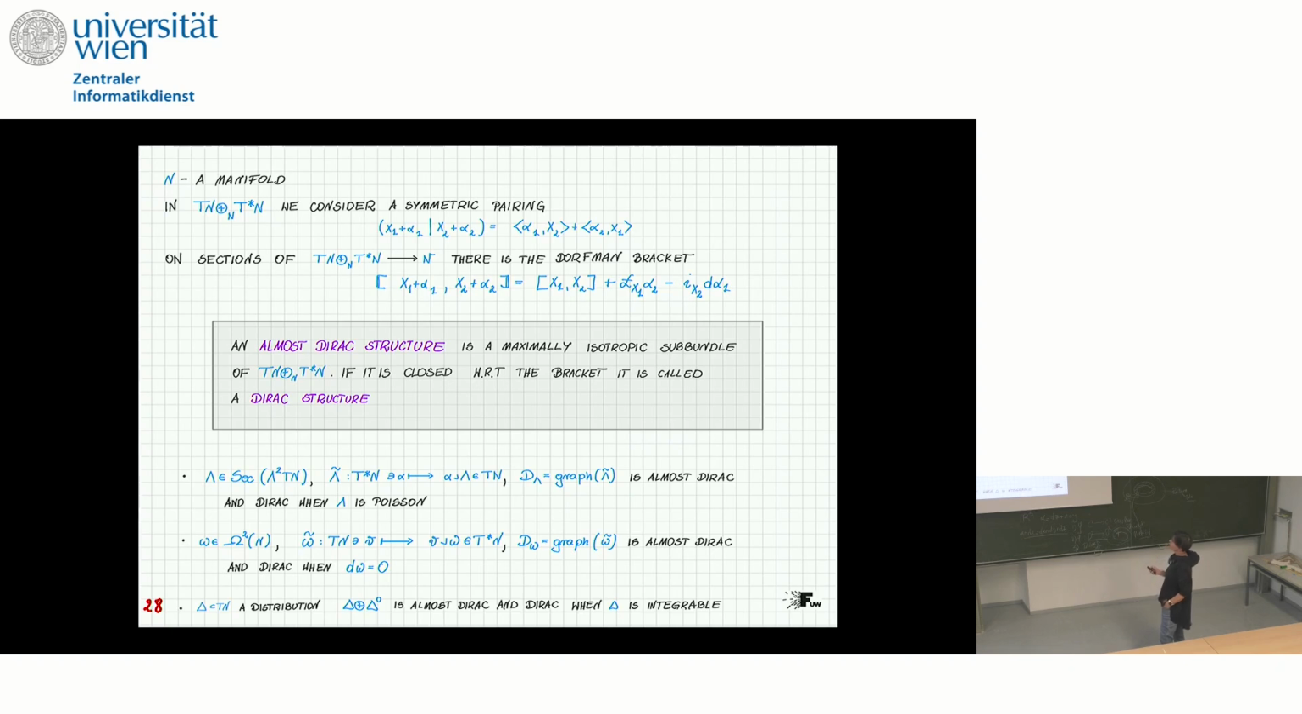I have written the bracket for completeness, but I will not be using the bracket at all. Therefore, I don't enter those discussions that there are two brackets, one of them antisymmetric, the other not, one of them Jacobi, the other not. Doesn't matter. For this thing, it doesn't matter.